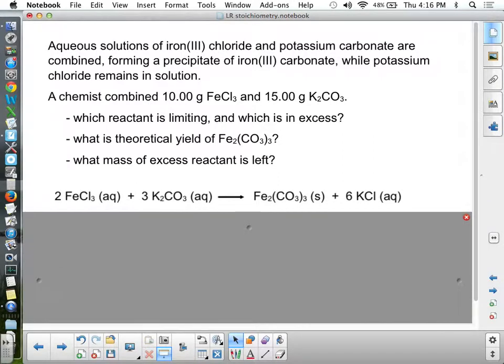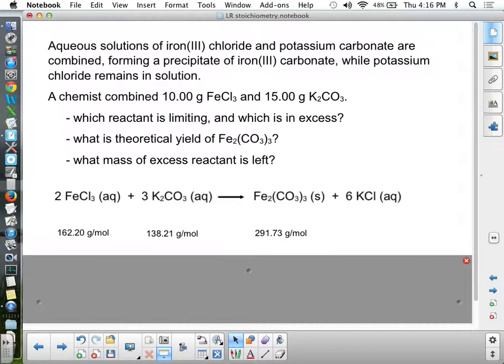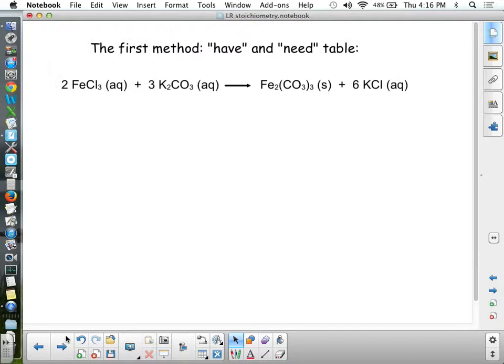Here is the balanced equation for simplicity. And to make things easier, I've even calculated the molar masses, which we'll use for the problems. So let's look at this problem using both of the methods. First, the have and need table.